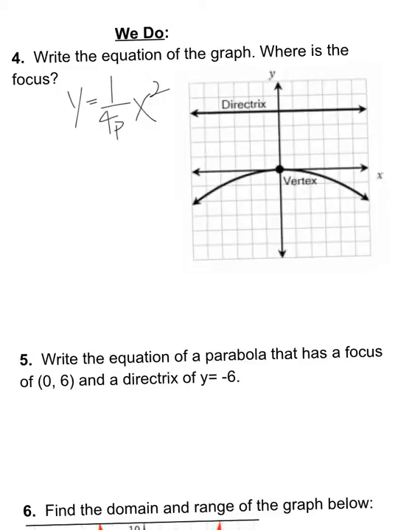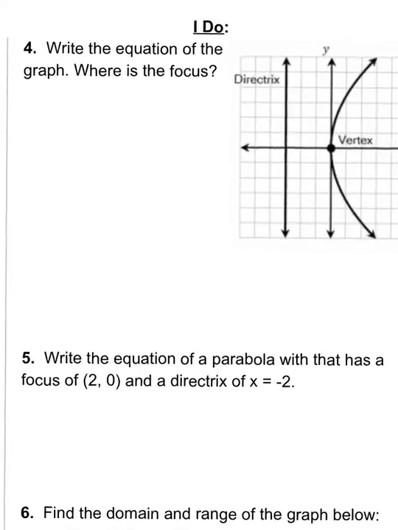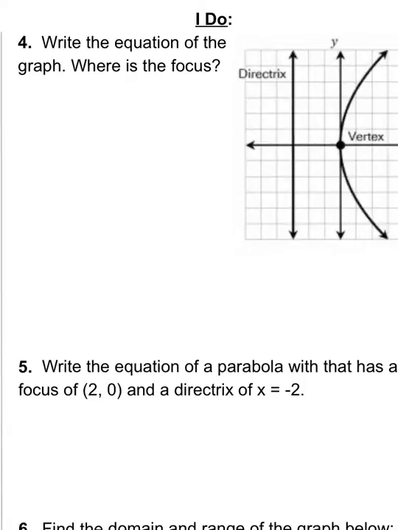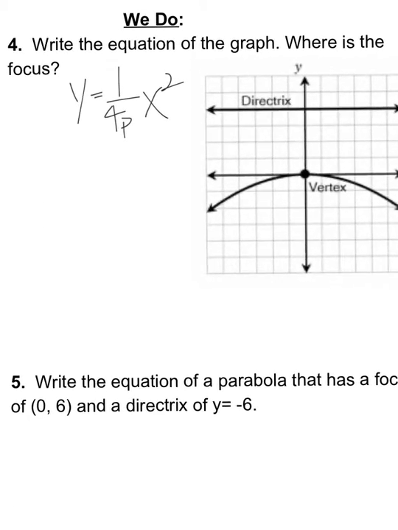All right. Now, the one that you do, that's a sideways parabola. So you'll start things off with your x equals 1 over 4p y squared. Because remember, anything that goes sideways will be x equals. Anything that goes up or down is y equals. So let's get back to this. So I have y equals 1 over 4p times x squared. So I need to figure out that letter p.